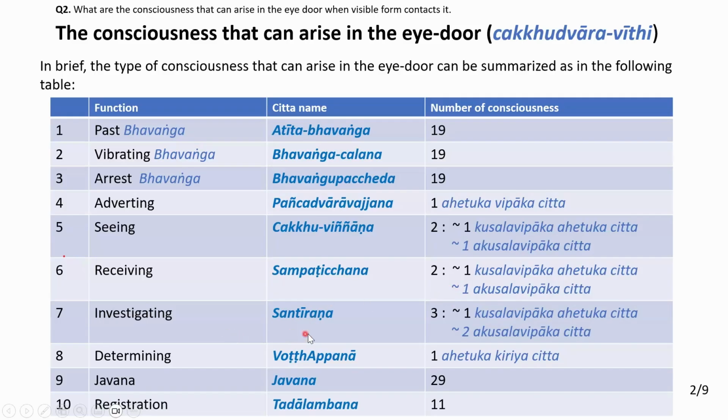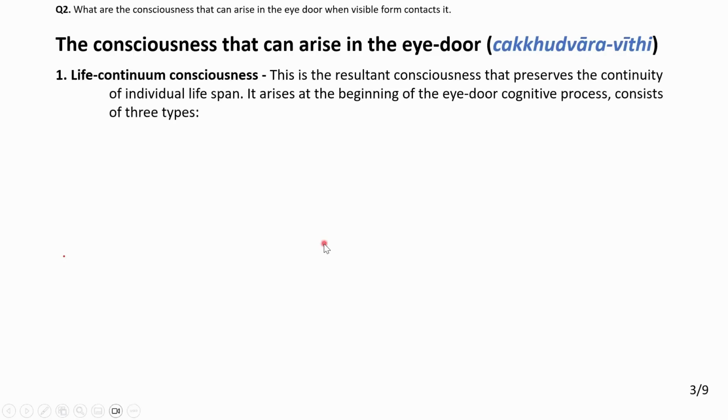With investigating consciousness, Santirana, there will be 3: one from Kusala Vipaka, another 2 from Akusala. There's a mistake here. I will correct it later. Then determining, Votthapana, from the Kriya. Then you have Javana, there are 29 Kamavacara Javana Cittas. Then we have registration, Tadalambana, 11. So these are the consciousness that can arise at the eye door.